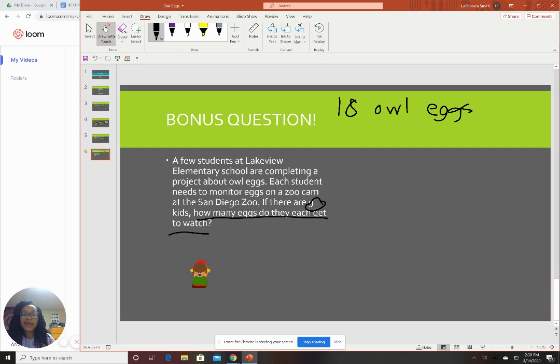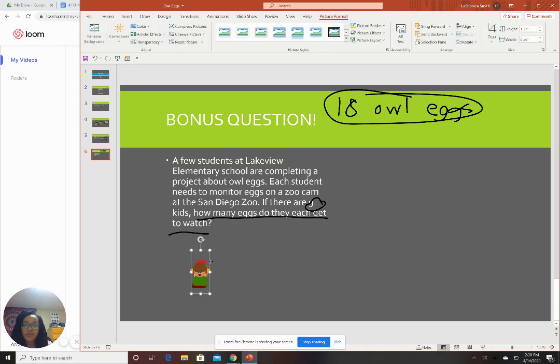Okay, so I think the other number that I want to circle is the 18. Because that also tells me how many eggs I need to distribute to each of the kids, okay? So I'm going to go ahead and now draw a representation for the problem. So I have 9 kids, so I'm going to move my kids.